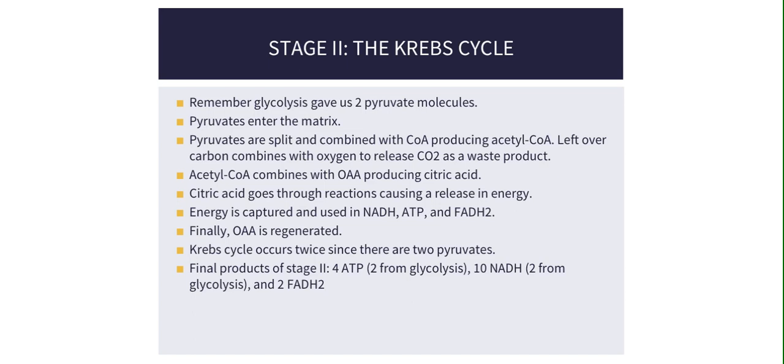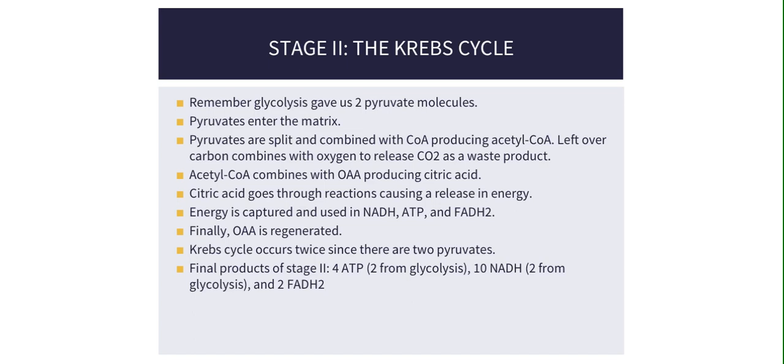This is where we use those two pyruvate molecules that we got from breaking down glucose. So remember, in glycolysis, we broke down glucose and we created pyruvate. So 2 pyruvate. Pyruvates enter the matrix. That's where the Krebs cycle occurs. Before this actually happens, there are things that happen to the pyruvate. Pyruvates are split even further, and they combine with coenzyme A, or CoA, producing acetyl-CoA.